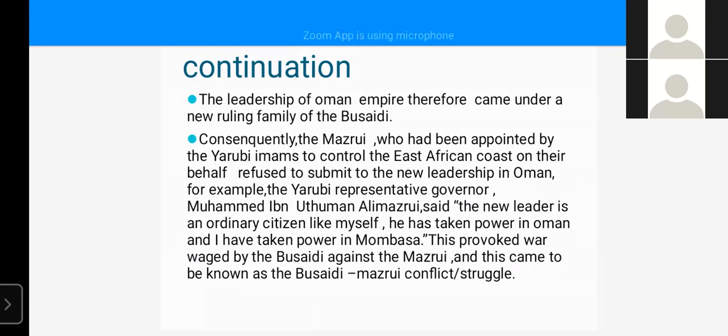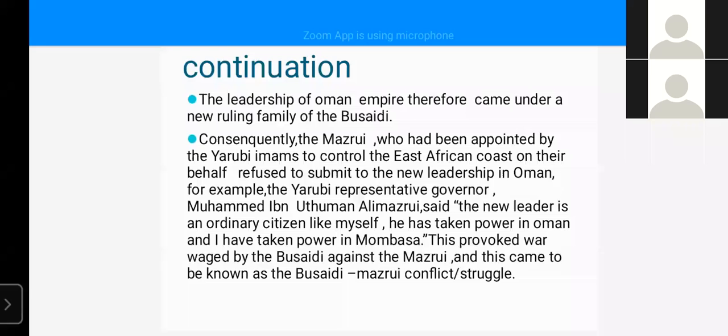I'll just give you a scenario of probably what happened in our neighboring country, Rwanda, where we have two tribes, the Tutsi and the Hutu. The Hutu and the Tutsi, the two tribes in Rwanda. Now, for the case of Oman, we are focused on two families, the Yarubi and the Busaidi. But in the time that the Yarubi were in leadership, they had their representation along the East African coast, and these were none other than the Mazrui.